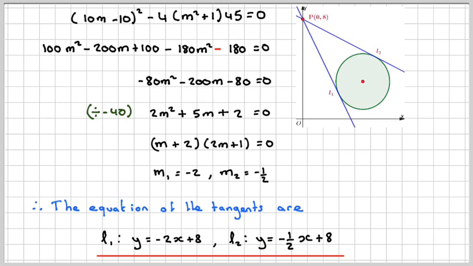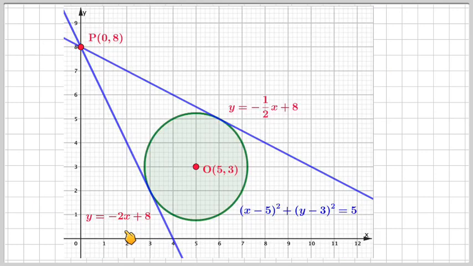And over here we have the diagram showing it drawn in GeoGebra. Equation of the circle, the centre, the equation of L1, the equation of L2 here. Okay, this has been a video to show you how to find the equations of a tangent drawn from a point, of two lines which are tangents to the circle.